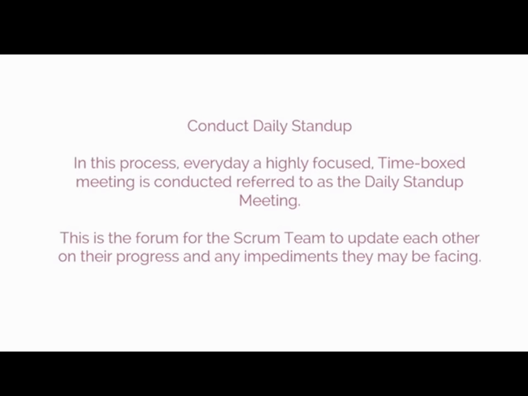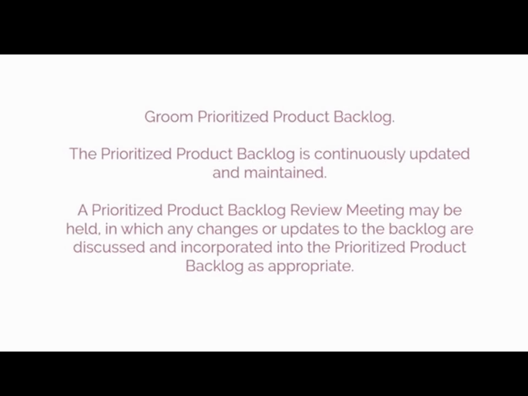Conduct daily stand-up is the second process followed. In this process, every day a highly focused, time-boxed meeting is conducted, referred to as the daily stand-up meeting. This is the forum for the Scrum team to update each other on their progress and any impediments they may be facing. The last process in the implement phase is groom prioritized product backlog. In this process, the prioritized product backlog is continuously updated and maintained. A prioritized product backlog review meeting may be held in which any changes or updates to the backlog are discussed and incorporated into the prioritized product backlog as appropriate.